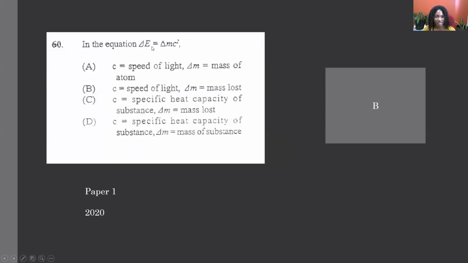In the equation, delta E is equal to delta M times C squared, we have the answers. So what they want you to do is to tell them the definition of each one of these terms inside of the equation. And so we realized that E represents the energy, M represents a change in mass because we have delta there, and C represents the speed of light squared. So the answer here must be B because we have that delta M is equal to the mass loss. Now you might be wondering why the answer isn't A. That is because we have a delta there. So delta means that my mass must have changed. It must have either lost some mass or gained some mass. In this case, it would have lost. And so the answer would be B.